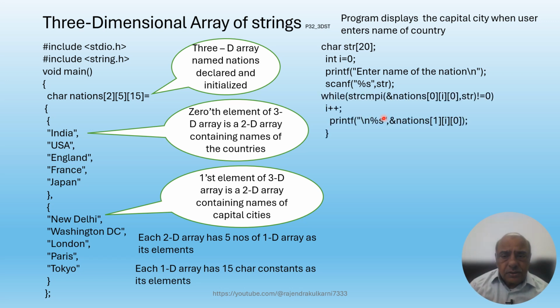Then we go for a string comparison of the string str and the elements of the 0th element of the array, whatever strings are in the 0th element, because the 0th element contains names of the nations. So in this statement, strcmpi, into the brackets, nations: first subscript is 0, second subscript is i, third subscript is again 0.